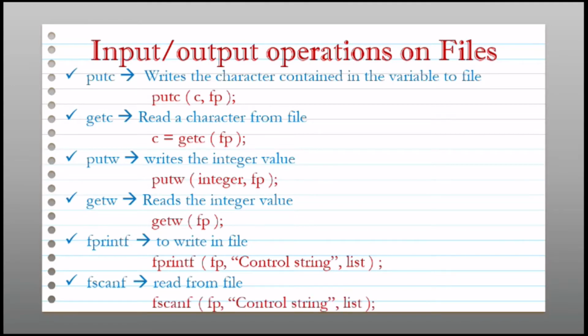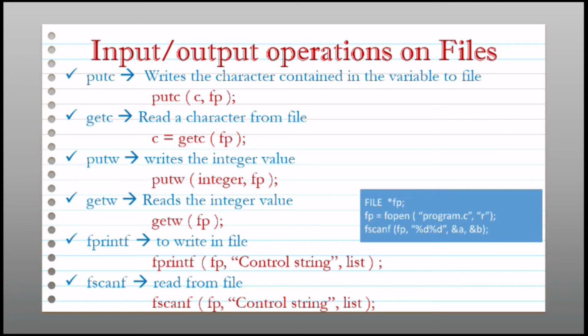This is the syntax: fscanf and in brackets the file pointer, then control strings and the list of variables. This is the example. We are reading, so the file should be in read mode, and then fscanf, and in brackets first we mention the file pointer, then the variables that we are reading from the file. The control string should be mentioned in the second parameter of the fscanf function, %d and %d, and finally the list of variables. We have to mention the address of those variables, so &a and &b.